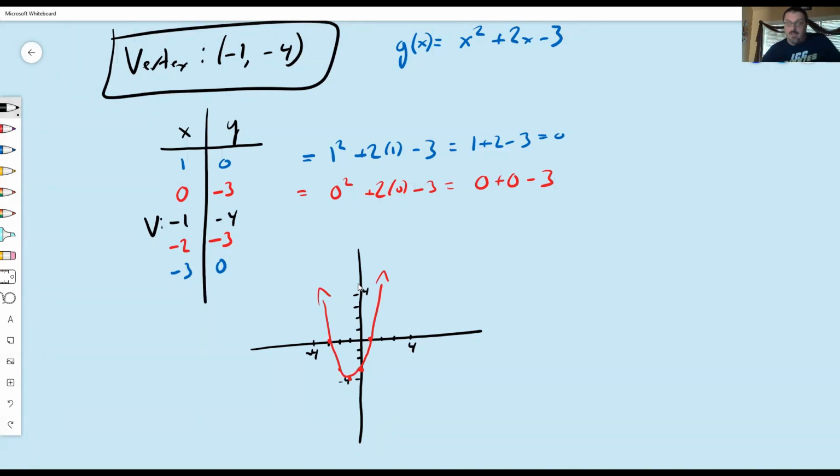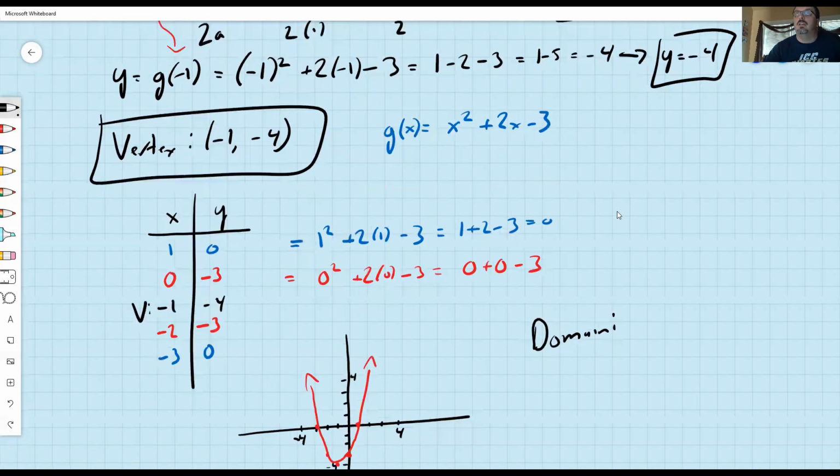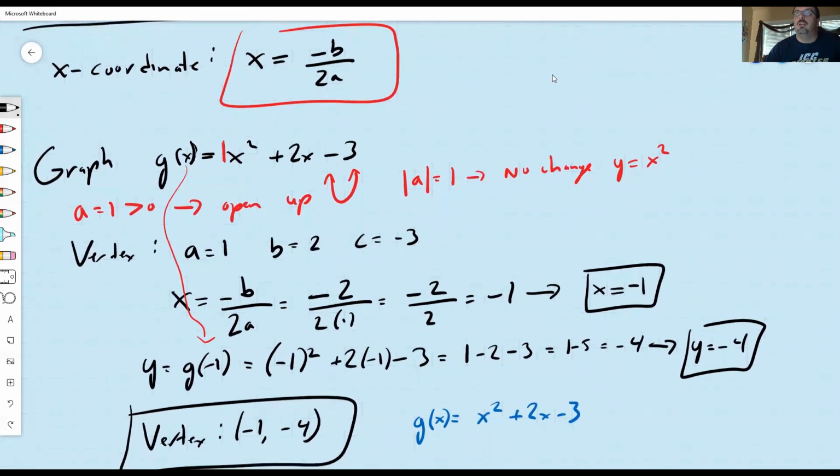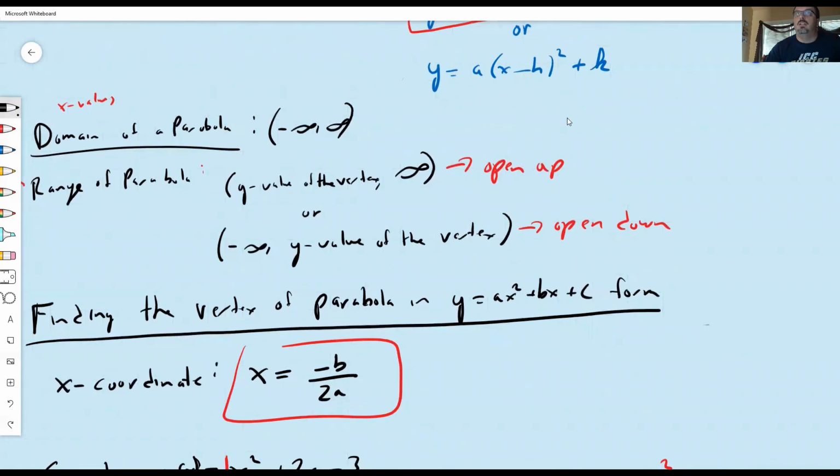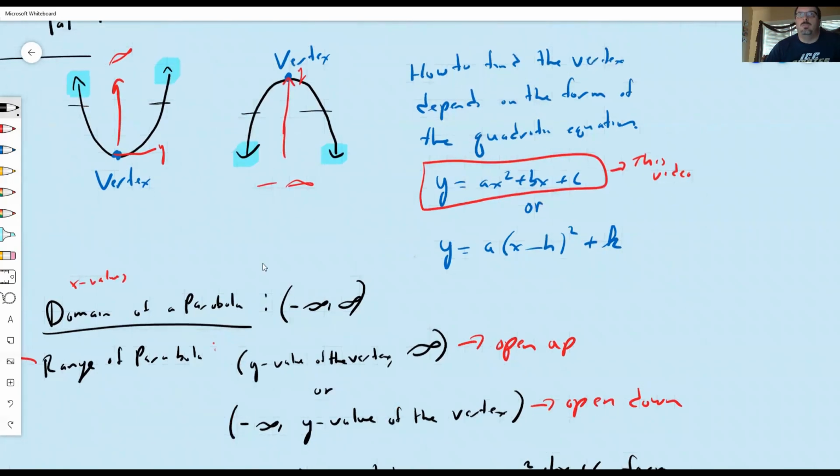There's our picture. Again, let's look at domain and range here. As we said earlier, let's go back and take a look real quick. Domain: because the parabola grows like this the whole time, it's always going left and right as it goes up or down. So it's everybody. That's why it's minus infinity to plus infinity.